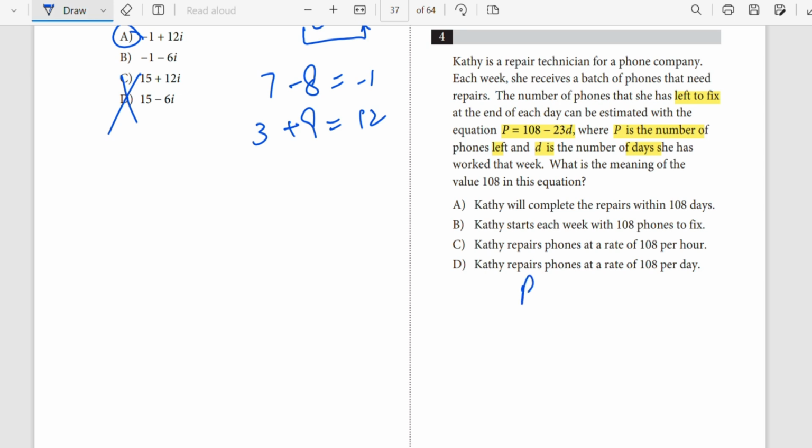So P is equal to 108 minus 23 D. So Kathy will complete the repair within 108 days? No. Kathy starts each week with 108 phones to fix. Okay. So the phone number cannot be negative. So this 108 is the initial number which she has to fix every week. So B is the suitable answer. Kathy repairs phones at a rate of 108 per hour? No, 108 per hour would mean 108 times 24 for a day. So B is the suitable answer.